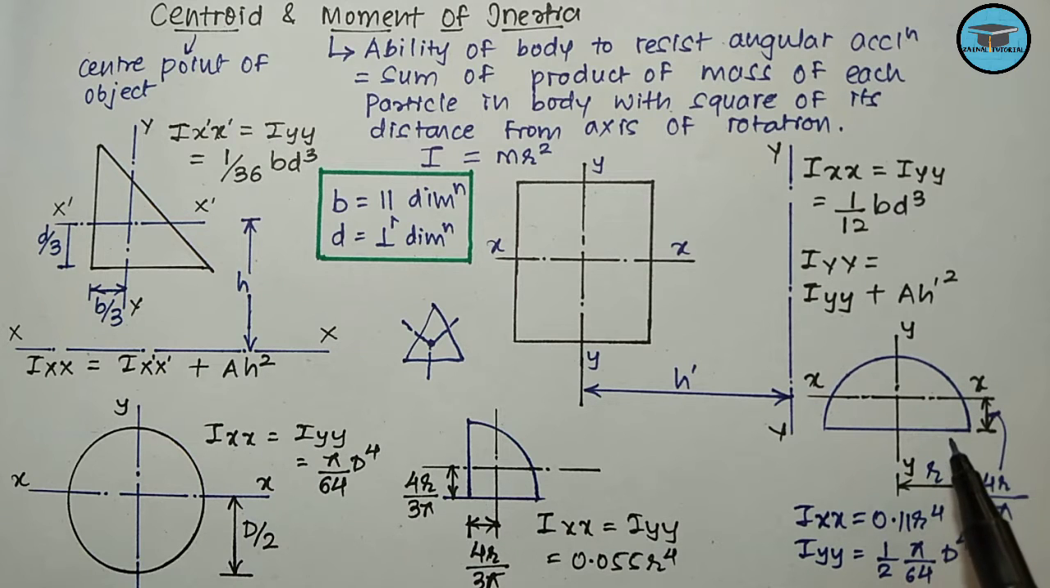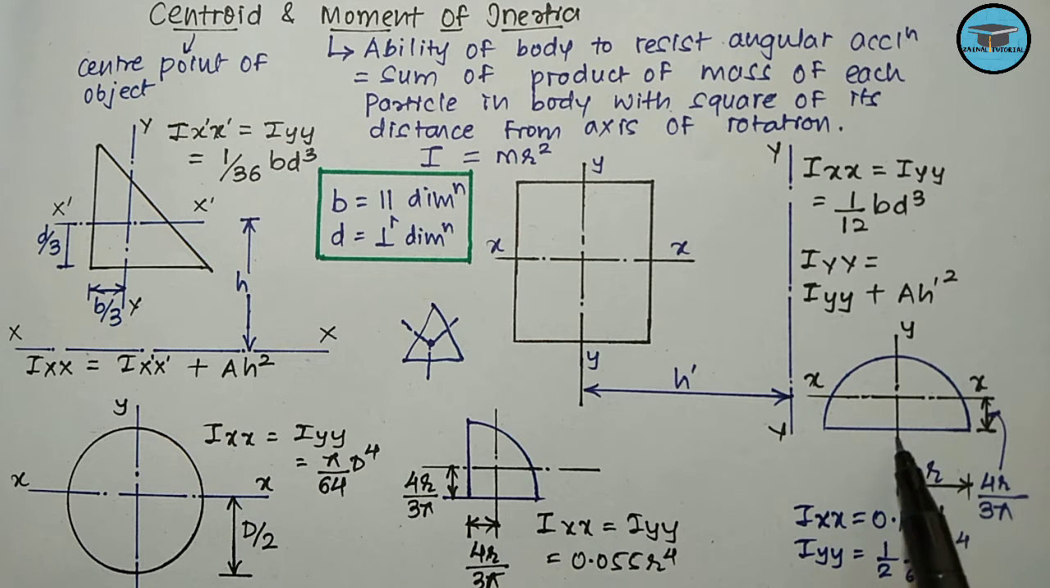The center point of the object lies, for the x axis, at a distance of 4r by 3 pi from the diameter, and from the y axis it lies at a distance of r. Here I have shown it. So it lies at a distance of r from the y axis, and from the x axis it lies at a distance of 4r divided by 3 pi.